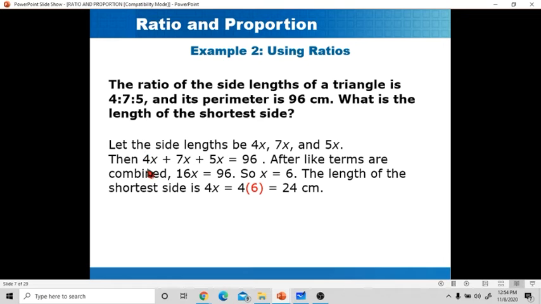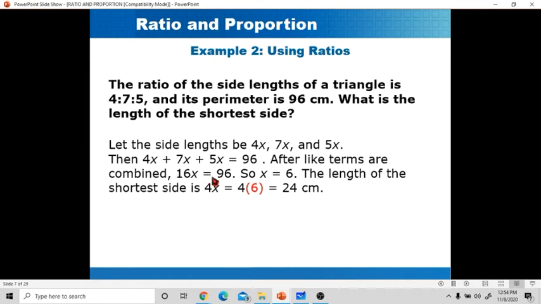Then, add 4x, 7x, and 5x, then equate it to 96. It will be 4x plus 7x plus 5x equals 96. Why? It is because 96 is the perimeter, and the perimeter of a triangle is equal to the sum of its sides. So that's why we added 4x, 7x, plus 5x. After like terms are combined, it will become 16x equals 96 because 4x plus 7x plus 5x is equal to 16x.